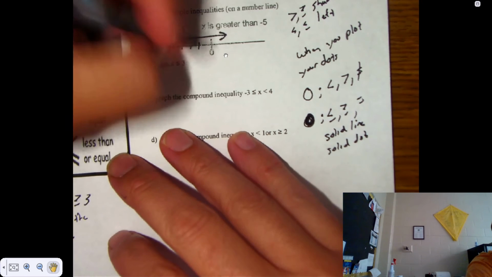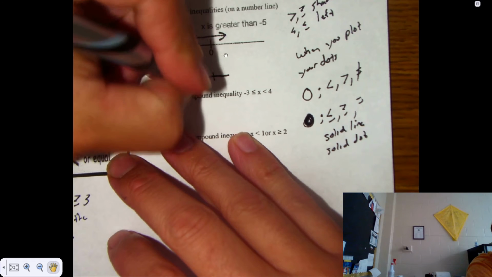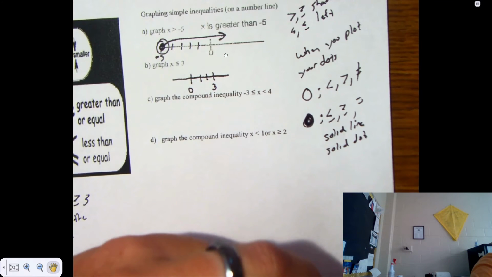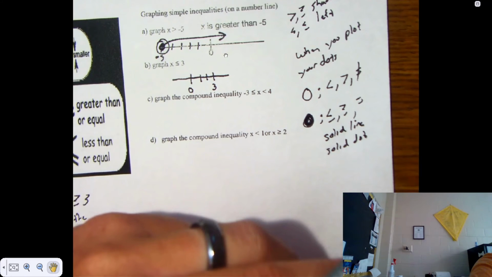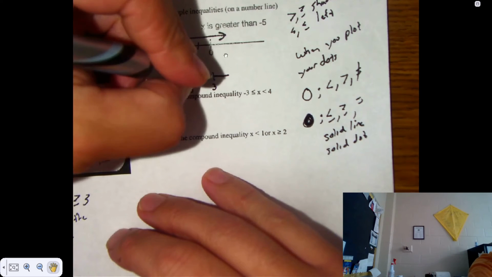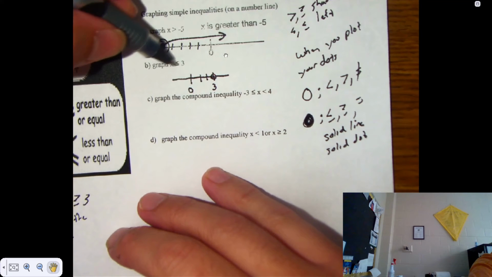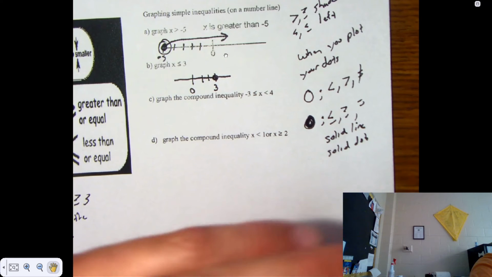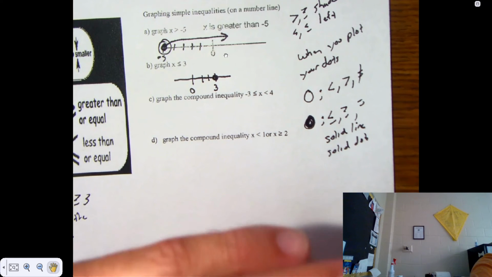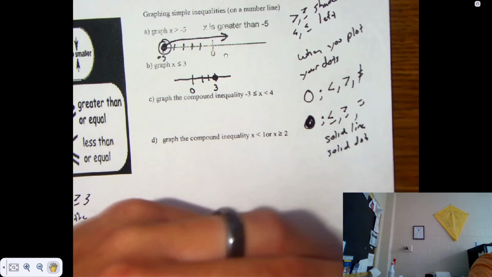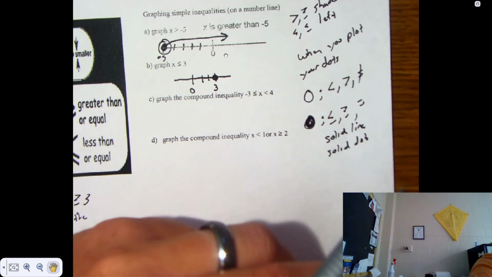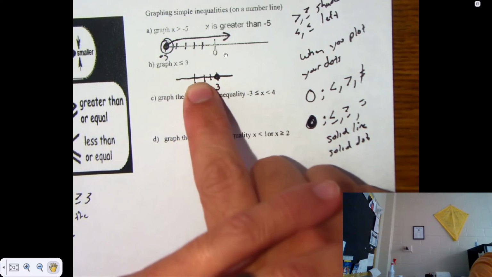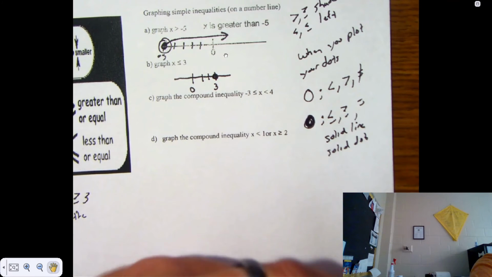I'll do the easy stuff on B here. I need a 0. I need a 3. How about this dot? That is a closed dot. You've got a bar underneath. You've got a solid line. Solid line, solid dot. This reads x is less than or equal to 3. The symbol is less than. Give me a number less than 3. 2, 1. Don't those exist on the left? So which direction are you going to shade?